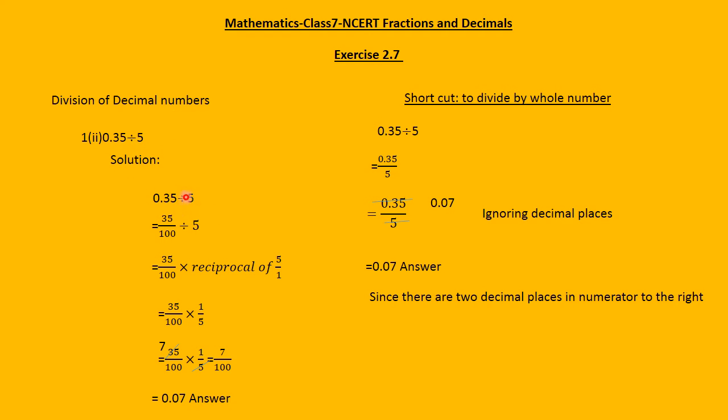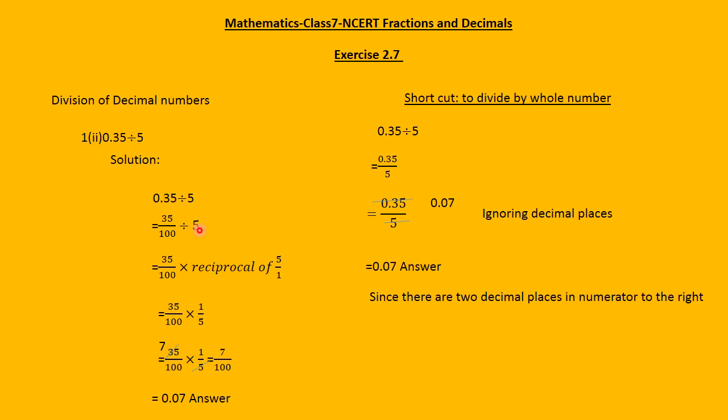So 0.35. The first way of doing the problem is you will convert this in terms of a fraction. How do you convert 0.35 in terms of fraction? Because there are two decimal places, you will write 35 upon 100 divided by 5. Like in the last classes, how do you convert divided by? As a multiplication and reciprocal of 5.